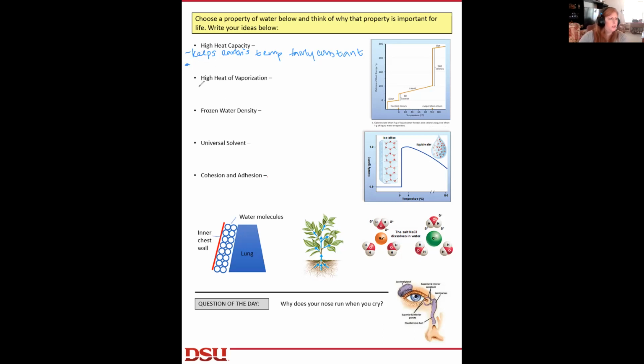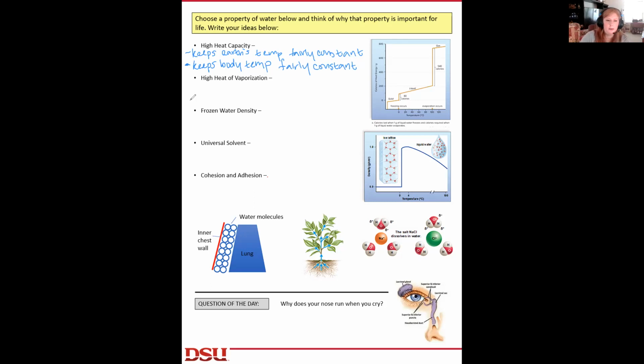Another thing that's important with this, not only does it keep the Earth's temperature fairly constant, but our body is mostly water, so it keeps our temperature fairly constant as well. Which is important because if we get too hot, our cells start to break down. It's a bad thing, it causes death.